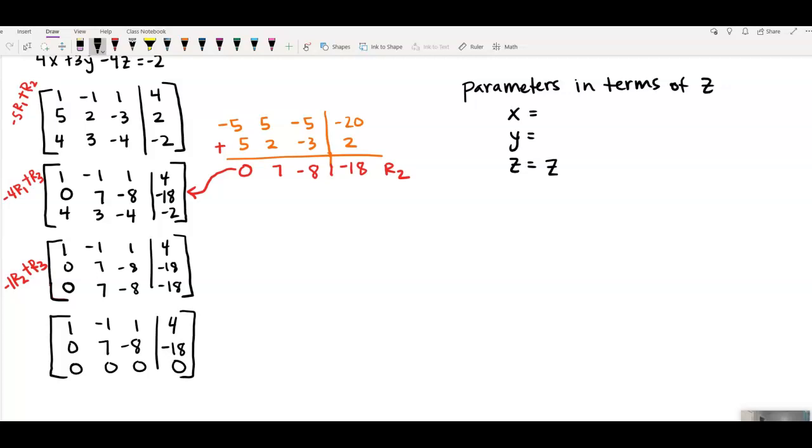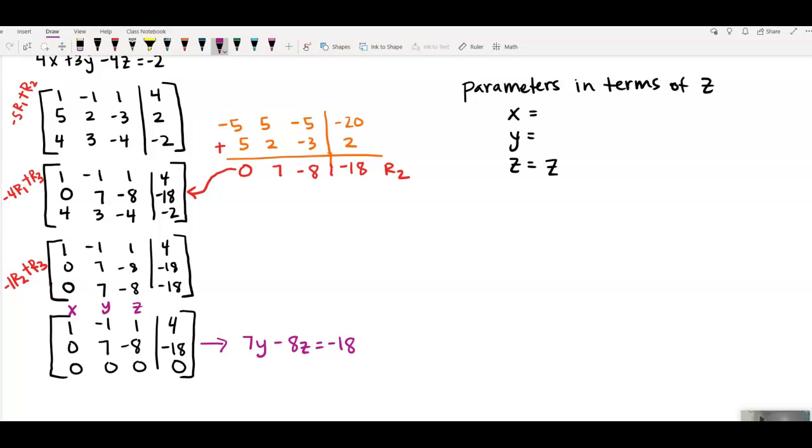So if we write this 7, -8, and -18, I'm going to change that back into an equation. That would say 7y minus 8z equals -18. Because remember, this first column are my x's, my second column are my y's, and my third column are my z's. Right? So that's how I know that the y goes with the 7 and the -8 goes with the z. All right, now to find my y equation, what y equals, I just need to solve for y. So I'm trying to get y by itself.